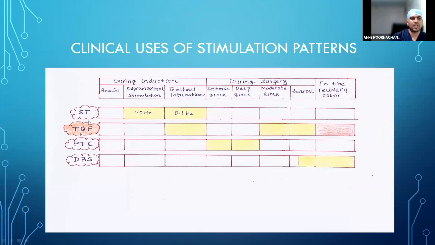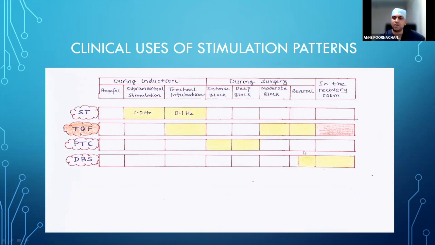So, various stimulation patterns. First is single twitch, useful for finding supramaximal stimulation and time to tracheal intubation. TOF will help us in guiding tracheal intubation timing, but TOF cannot quantify deeper levels of block. Intense and deep blocks cannot be quantified by TOF. At a moderate block, TOF is useful, and towards the reversal, it helps us in guiding when to give reversal and what dose of reversal should be given. Also, the TOF ratio will give an idea. Whereas the PTC count will give us the depth of block at deeper levels, intense and deep blocks.